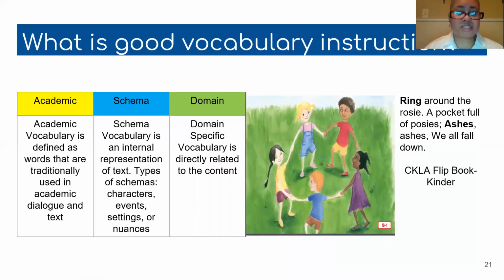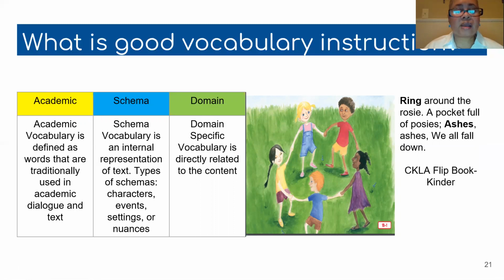Now, let's get into our specific curriculum. In CKLA, we have a flip book, and the vocabulary is ring and ashes. And the text tells us, "Ring around the rosy, a pocket full of posies, ashes, ashes, we all fall down." Ask yourself first, where do ring and ashes fall? Academic, schema, domain. Now, let's discuss, how would you teach ring and the multi-meaning array of what ring will mean?